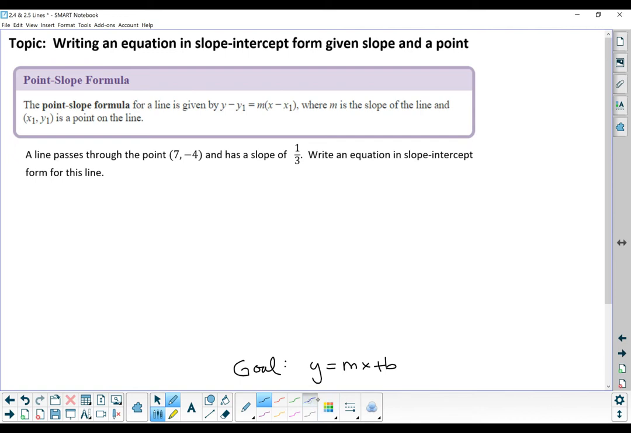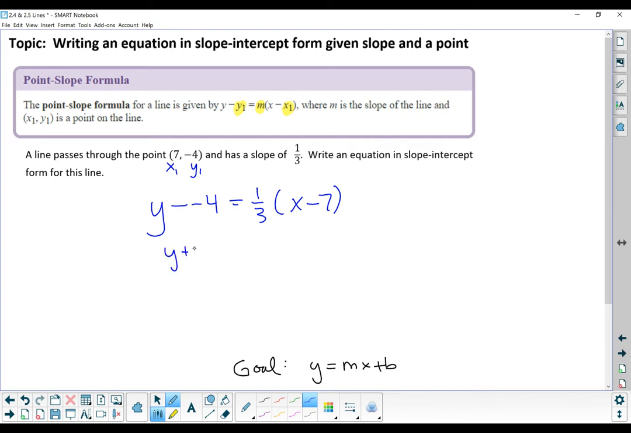this y-intercept form. So the point slope formula is y minus y1 equals m times x minus x1. So this is our x1 and our y1. So it's y minus y1, so minus -4, equals 1/3 times x minus x1, which is 7. So our goal is to fill in the y1, the m, and the x1. And that gives us this equation with x and y in it. And then we would just want to solve that for y.